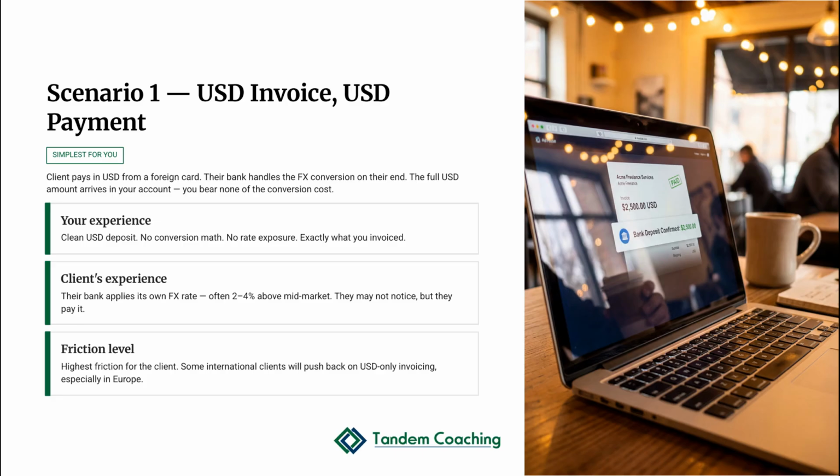Simplest from your side because there is no multi-currency configuration to maintain, but highest friction for the client because they see the USD charge plus their bank's conversion markup on their next statement. And they may or may not understand which part came from you and which part came from their bank.